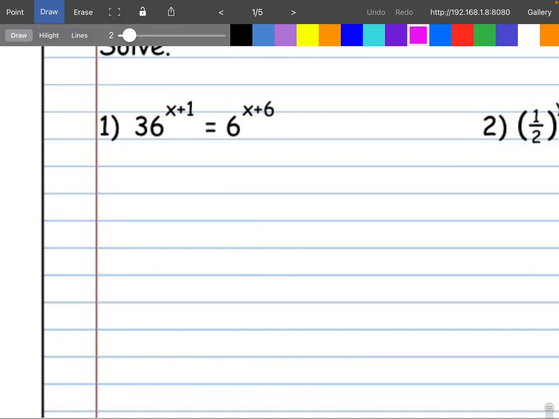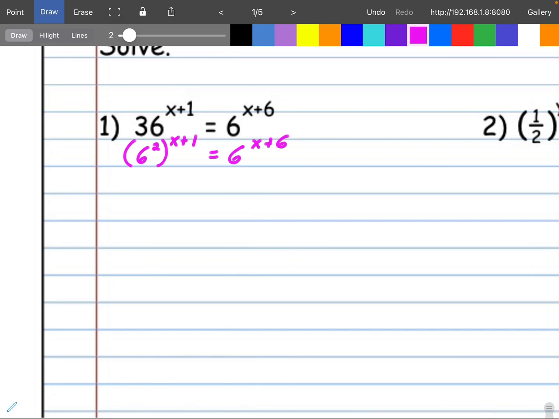All right, so if we take a look at number 1, I see a base of 36 and a base of 6, and I know that both of those can be written using a base of 6, which means that the right side is fine just the way it is, so we're going to leave that alone. However, the left side, 36 is the same thing as 6 squared. So instead of 36, I'm going to write 6 squared. But then remember that 36 was raised to the x plus 1 power.